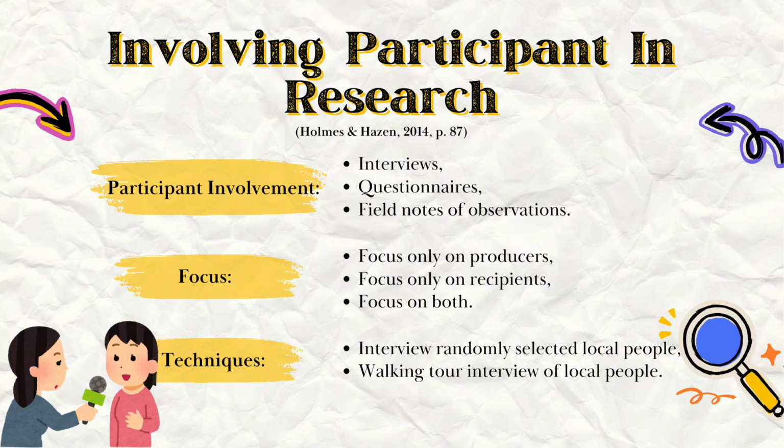While focusing on the recipients, the researcher can understand the different perspectives in interpreting public signs. An example of participant-focused research is interviews with business owners about language choices and design. And then there are 2 interview techniques. The first one is interviewing randomly selected local people. So the researcher selects a specific place and then selects random people to be interviewed. And the second one is walking tour interviews of local people. The interview is conducted while walking through the selected area, and participants are selected randomly.